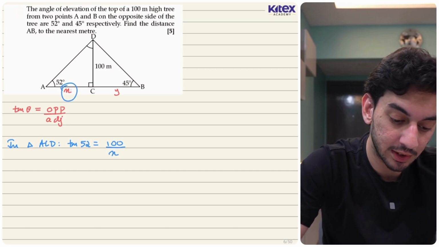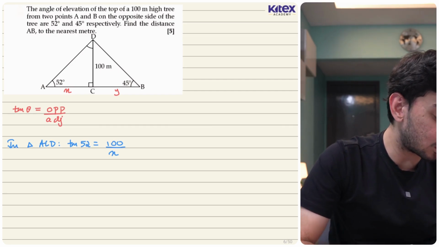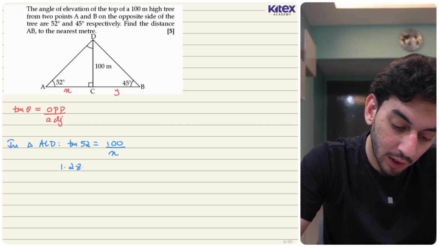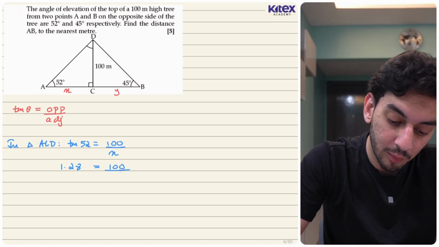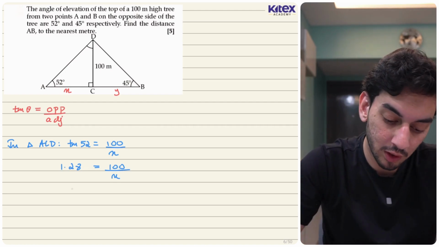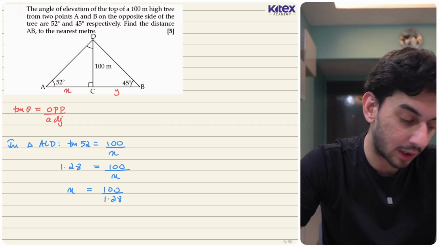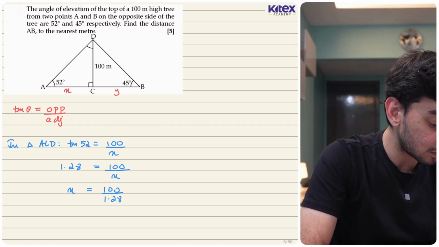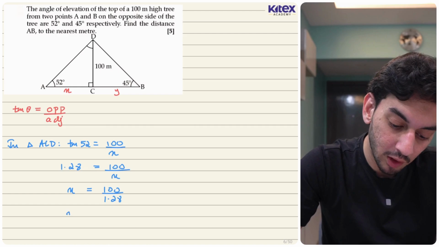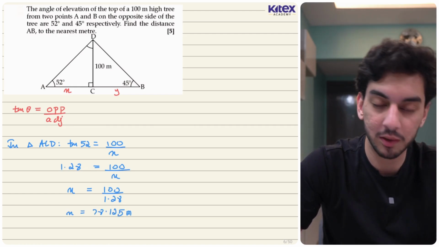which is the adjacent. Okay, let's figure out what tan 52 is. So tan 52 is equal to 1.2799, so we can say it is 1.28. So 1.28 is equal to 100 upon X. Send the X to the other side and send the 1.28 down over here. So X is equal to 100 upon 1.28. Let us figure out how much that is. 100 upon 1.28 is 78.125. So X is equal to 78.125 meters. Those many meters.